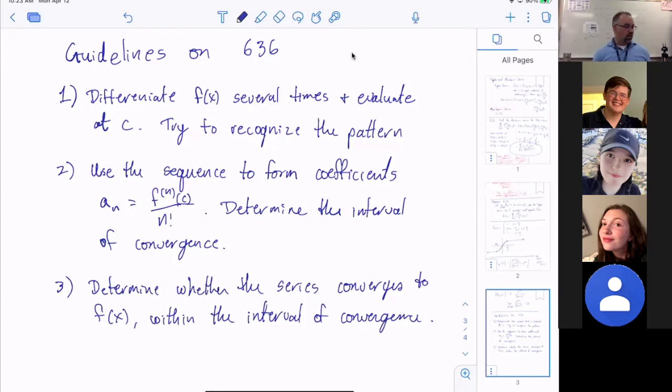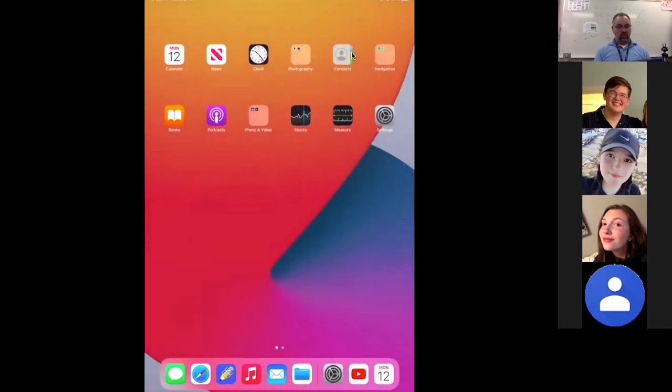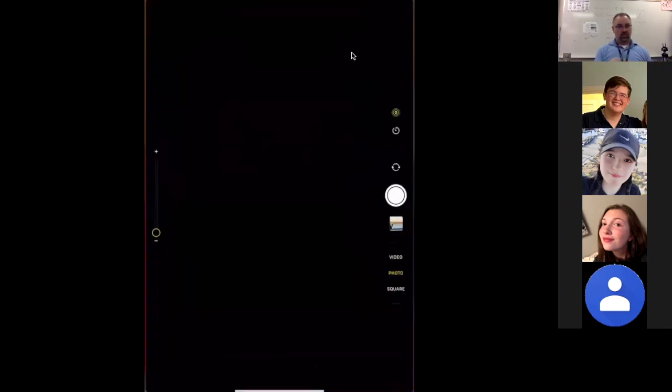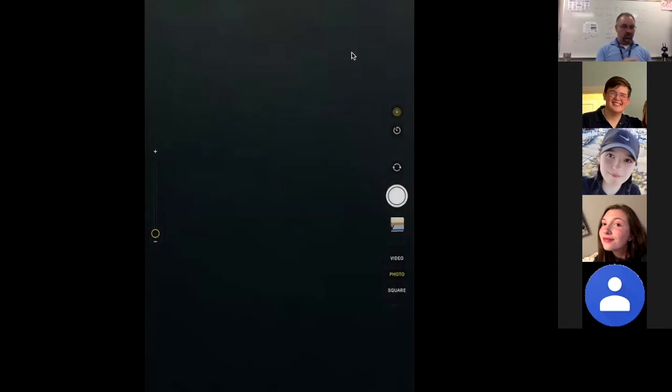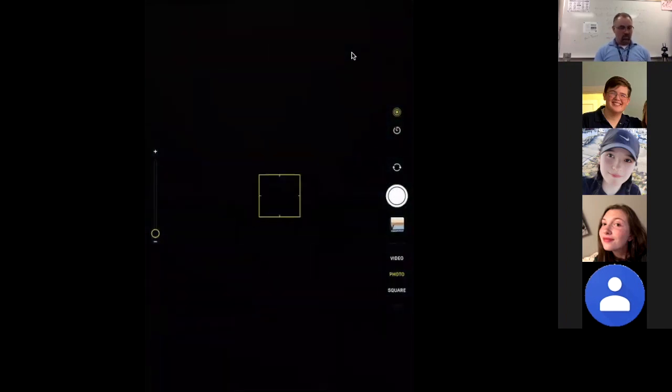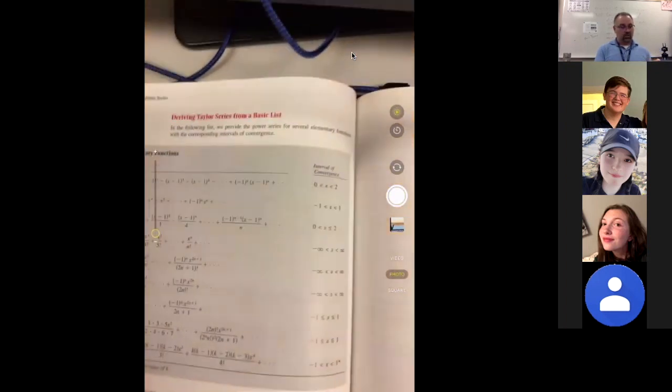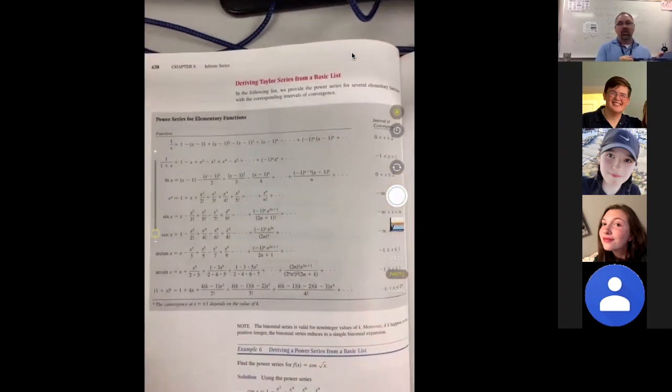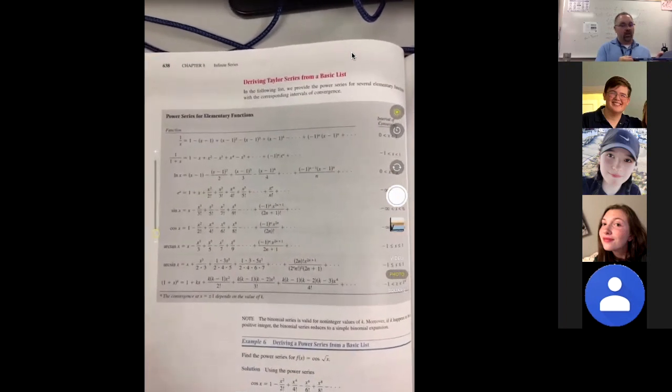To help you, on page 638 there's a table of some common, or elementary, power series, because we can combine power series together and do that kind of stuff with them. Let me show them to you here. There they are. And again, this is page 638 in the book.